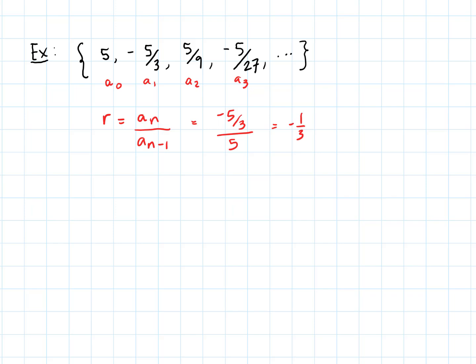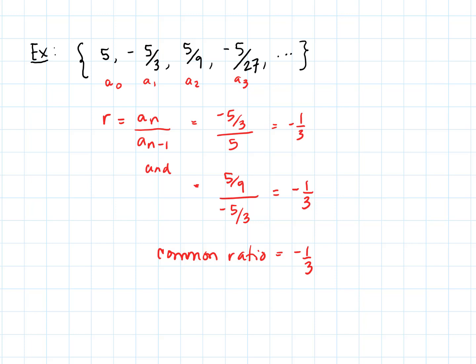Notice also that if we take 5/9 and divide by negative 5/3, we also get negative 1/3. So our common ratio here is definitely negative 1/3. That's one way to find the common ratio.